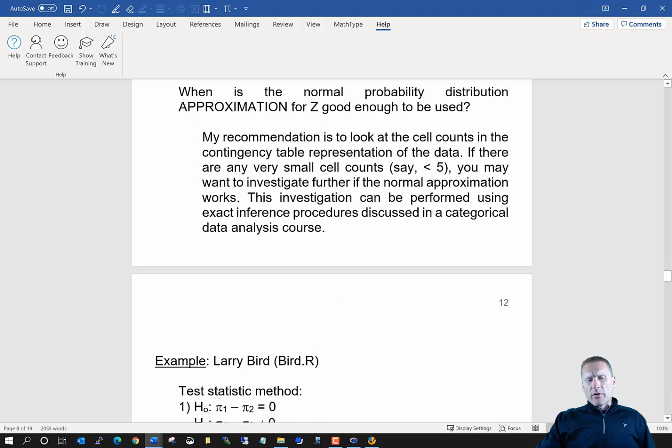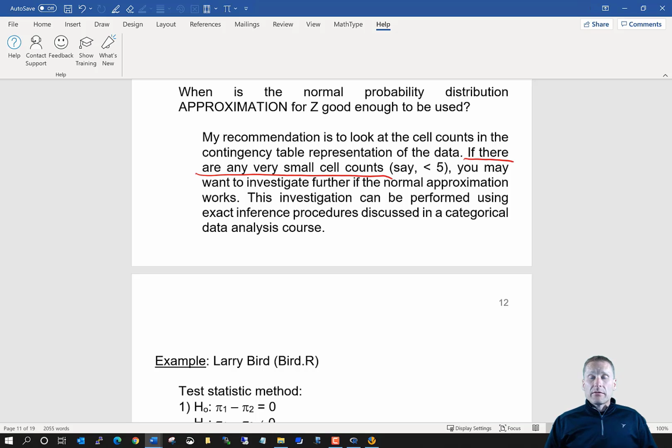So I've been talking about how we're using a normal distribution approximation here for the distribution of pi hat 1 minus pi hat 2 in terms of random variables. Well, when does this normal approximation work? Or when should we be scared that maybe it doesn't work? There are a number of different recommendations out there, and here's my own. If you have any small cell counts when you set things up in a contingency table like what we just did, let's say less than 5, then you should start worrying that this normal distribution approximation will not work out well.